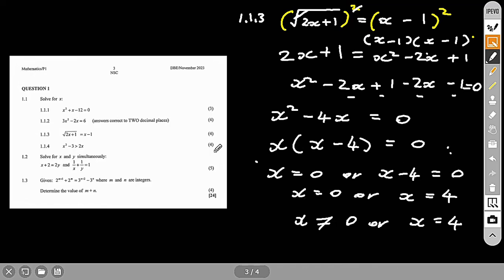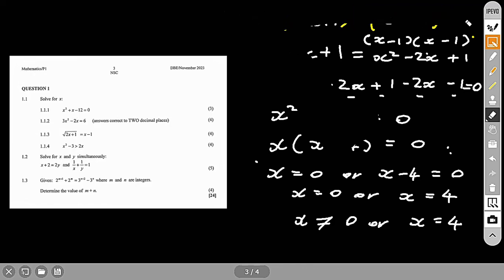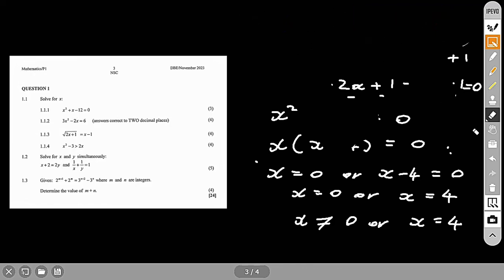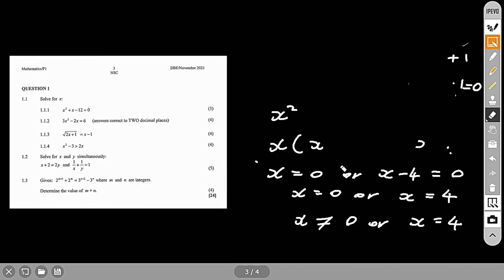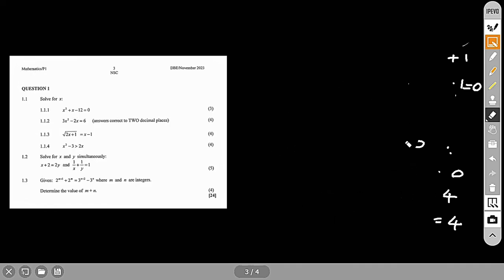But now, let me do 1.1.4. I'll just erase this. I'll just erase everything here. Yeah, let me just make the eraser bigger, to make things faster.